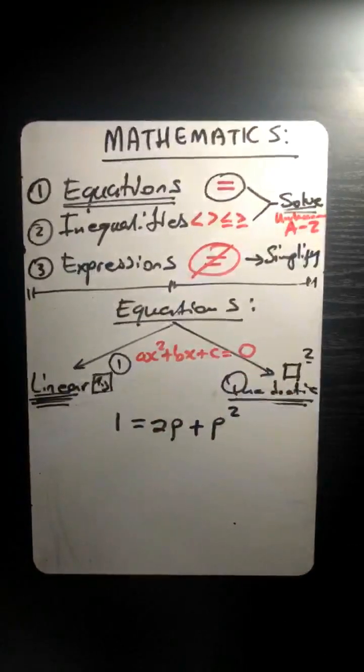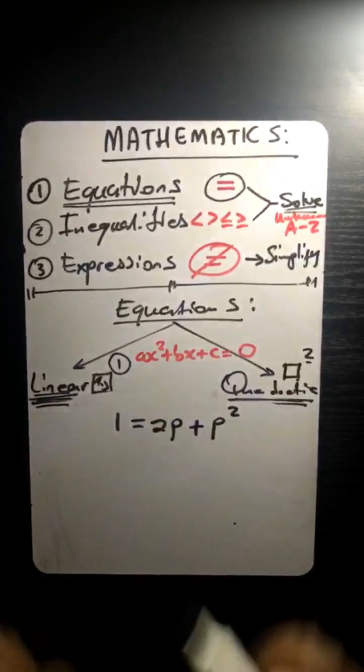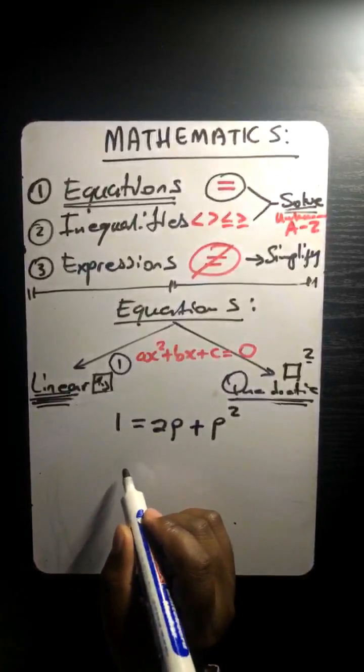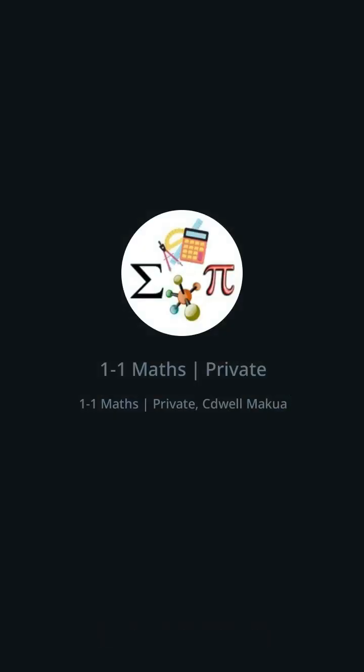I thought p squared. Okay, 1 is equals to 2p plus p squared. Let me just try it. P squared, the sign will change. You are p squared plus 2p minus 1 is equals to 0.